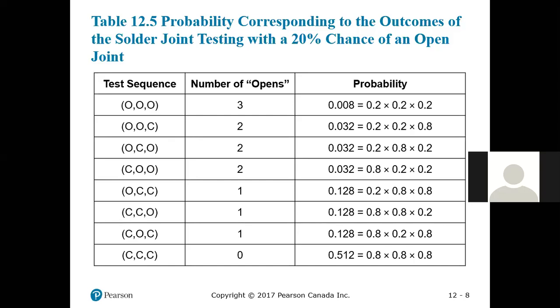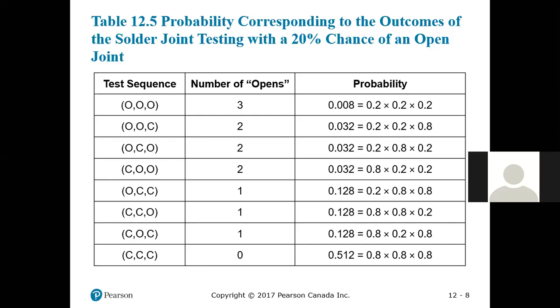two being open. So either the first two are open and the third one closed, or the first one open, second one closed, and third one open, or the first one is closed and the next two are open. In all three cases, the probability of any one of those three occurring would be 0.032, as it's 0.2, the probability of one open, times the probability of another one open, which is 0.2, times the probability of one being closed, which is 0.8.